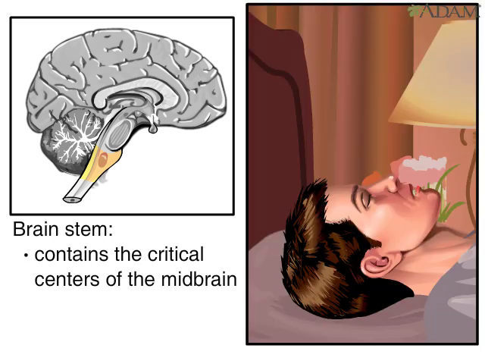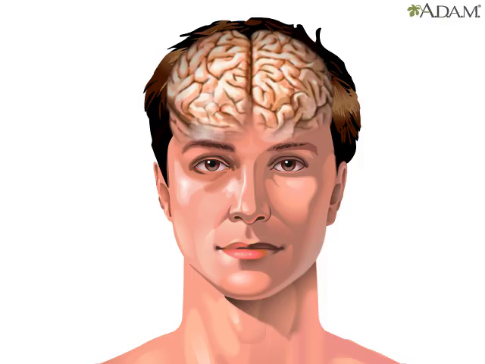When we are asleep or unconscious, our heart rate, breathing, and blood pressure continue to function because they're regulated by the medulla. And that concludes a general overview of the components of the brain.